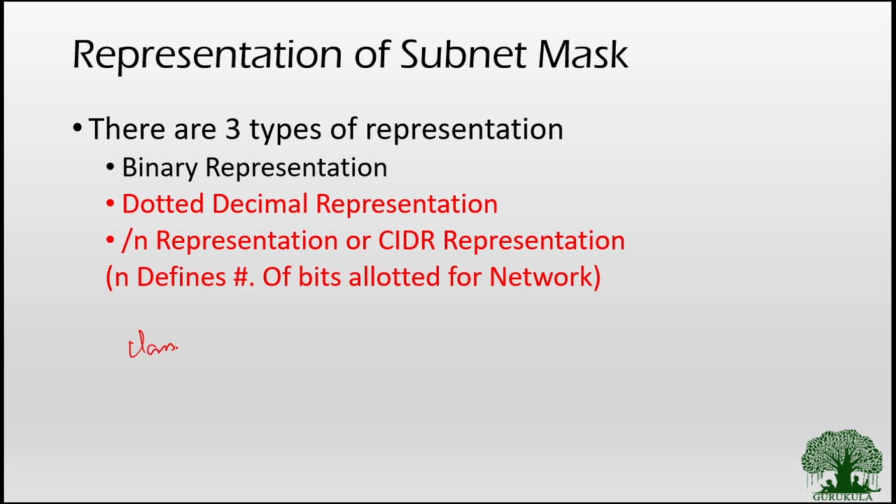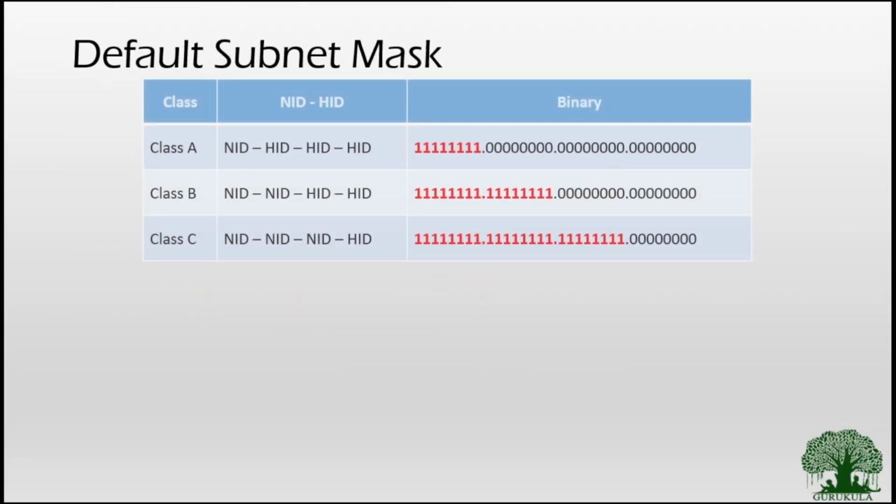Let's take an example. If it is class A, 8 bits will be allocated for network bits. So I can write any class A address like this: 10.10.1.5/8. This /8 represents that 8 bits out of this 32 bits are allocated to represent a network. We very well know that since it starts with 10, this belongs to a class A address, and in this class A, out of 32 bits, the 8 bits present over here are meant for representing the network.